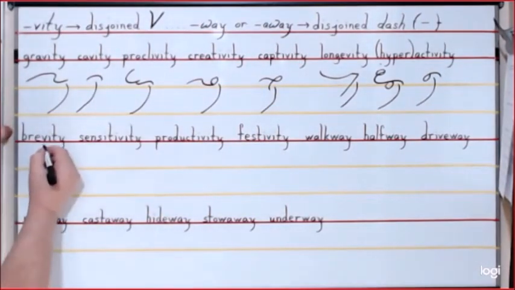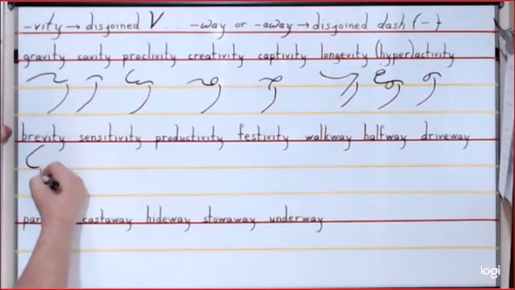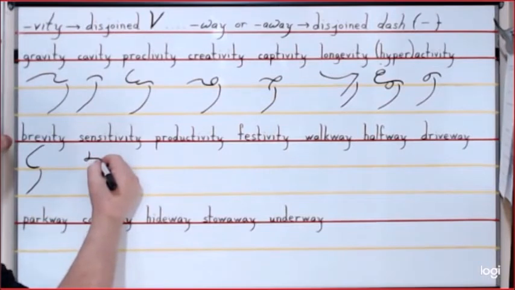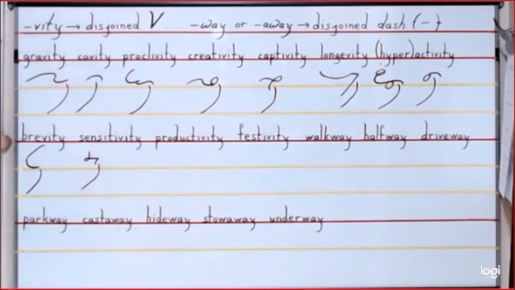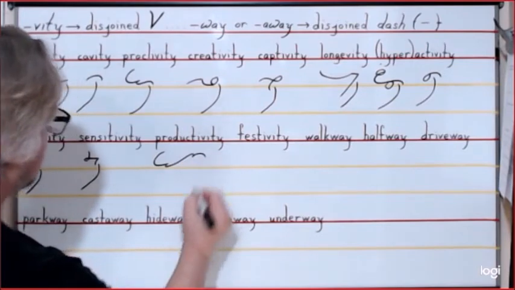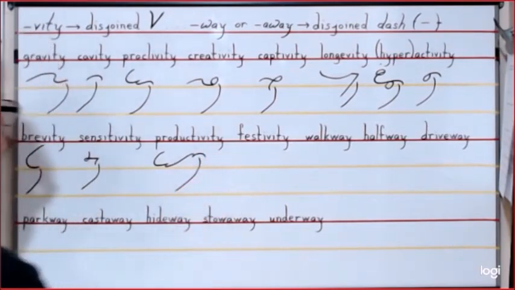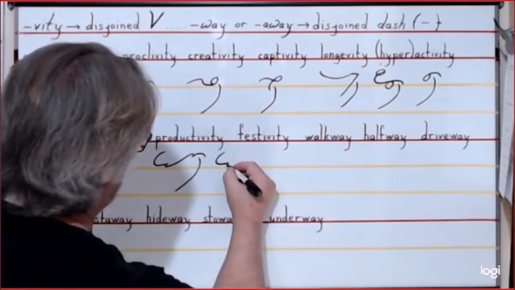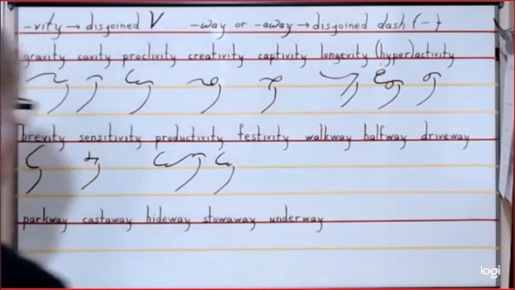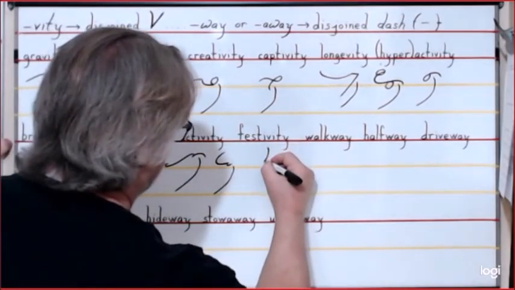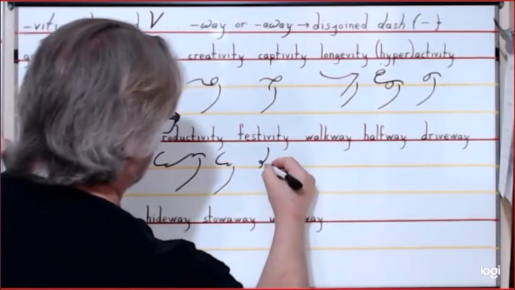Brevity is a B, R, disjoined V. Sensitivity is S, E, N, S, and a disjoined V. Productivity is P, R, O, D, U, K, a disjoined V. But you can also simplify this by writing a P, R, O, then a disjoined V. Festivity is an F, E, S, and then a disjoined V.